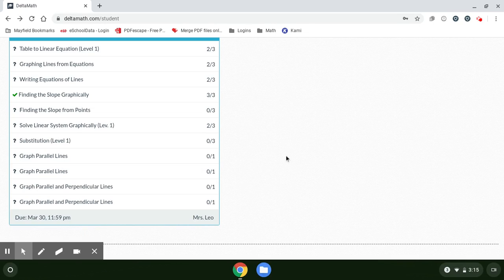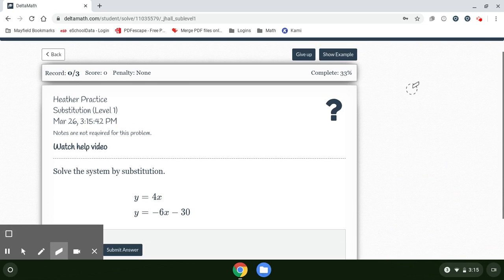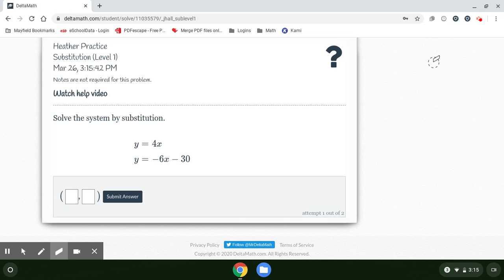The next topic is to solve linear systems using substitution. So I can graph the two lines, and that's one way to solve. The second way is to do this algebraically. If I look at these two equations, you'll notice they say y is 4x and y is also negative 6x minus 30. Since I already have two values for y, I can take that y I circled and substitute what it equals to above.